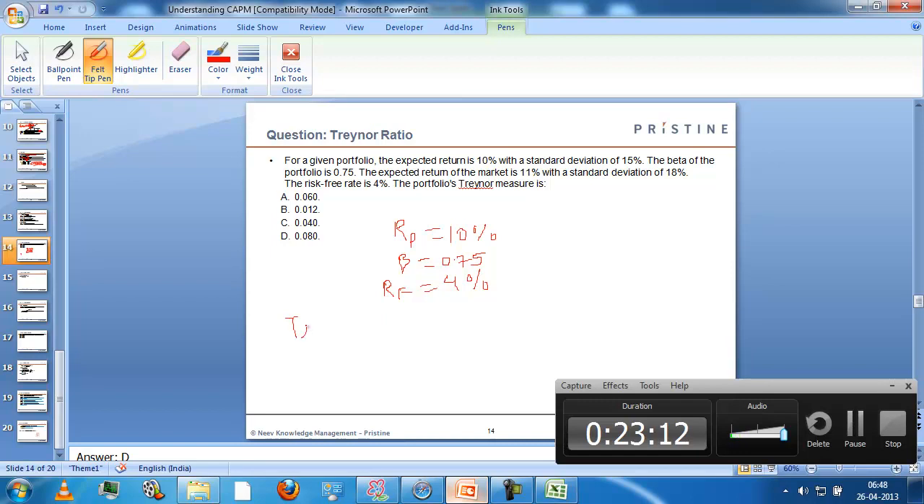Treynor ratio is very straightforward. We have to take the difference of the return of the portfolio and the risk-free rate, and we have to divide it by the beta of the portfolio. It comes out to be around 0.08, which is option B.